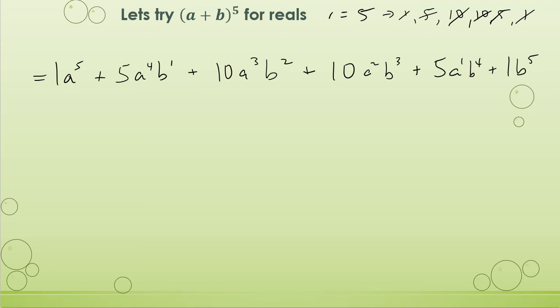As a built-in self-check, all of those terms, what do the exponents add up to? 5. Term 1, 5. Term 2, 4 plus 1, 5. Term 3, 3 plus 2, 5. Term 4, 2 plus 3, 5. Term 5, 1 plus 4, 5. Term 6, b to the 5 is 5. If those don't add up to your exponent, to your r value, you have made a mistake.